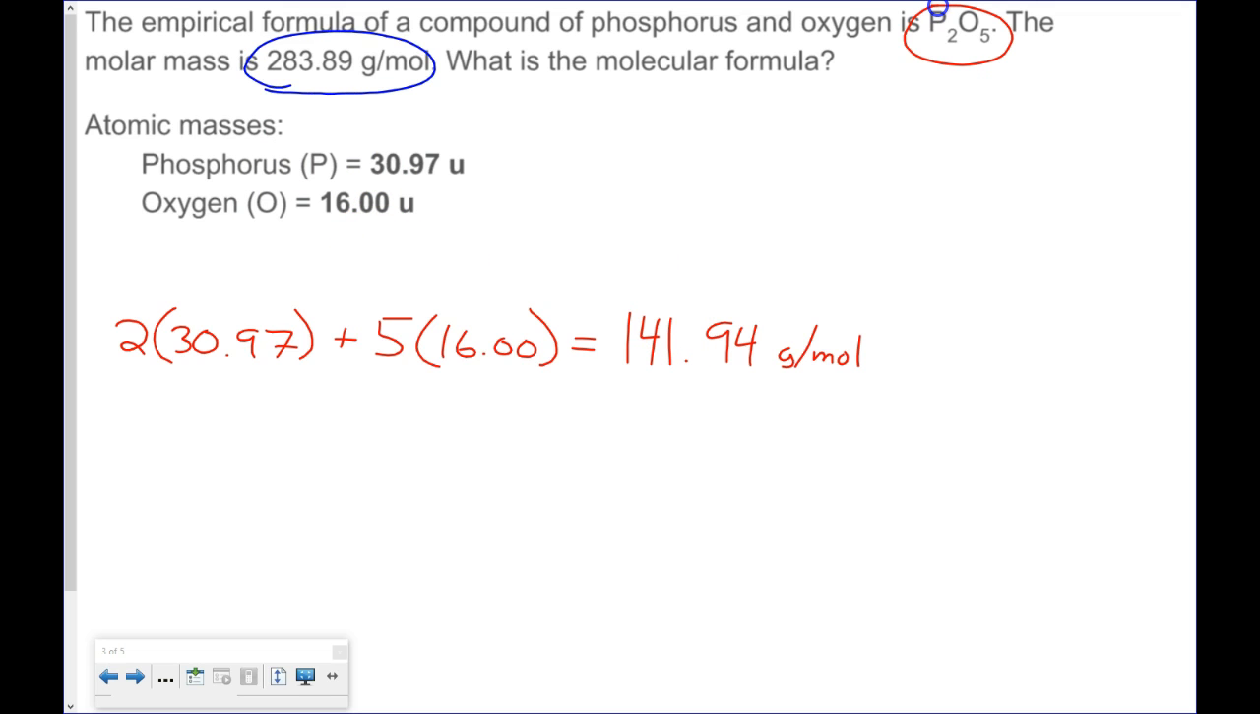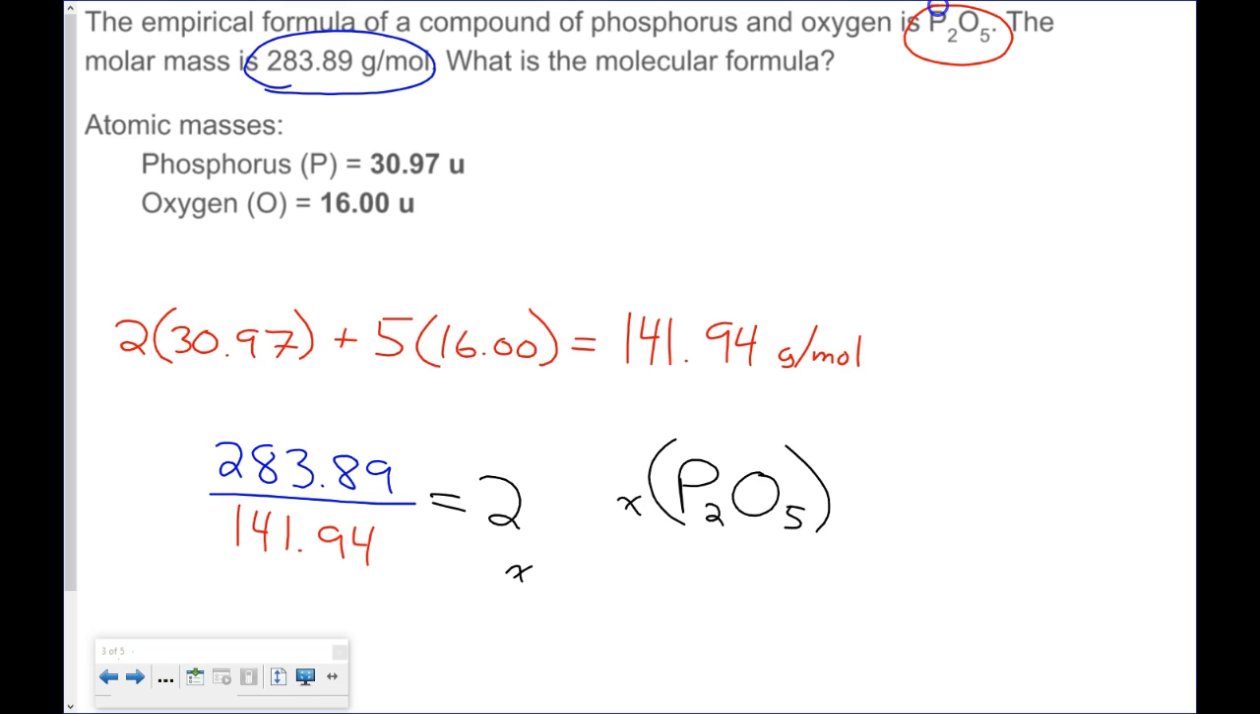Now I'm going to take the total molar mass, 283.89, and divide that by 141.94 to figure out how many times this can go into the total molar mass. That's going to work out to be 2, so that's P2O5 times my whole number multiplier of 2, which works out to be P4O10.